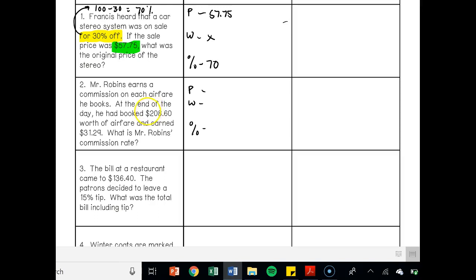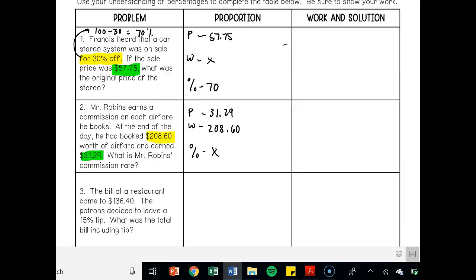So I've obviously got a whole here, and I've got a part here. So my part is his commission, $31.29. My whole is $208.60. I need to go ahead and figure out what his commission rate was. That's X, right? Again, I will allow you to solve.